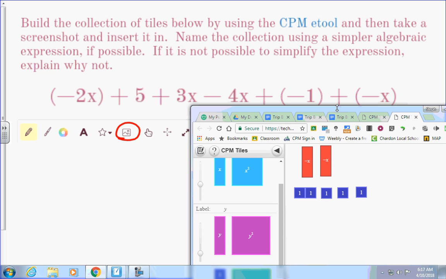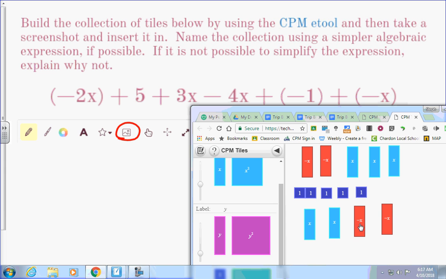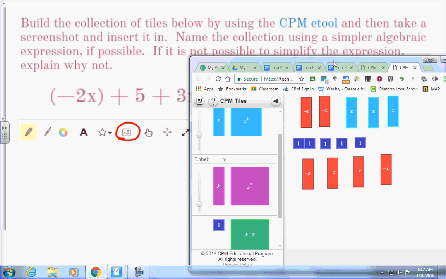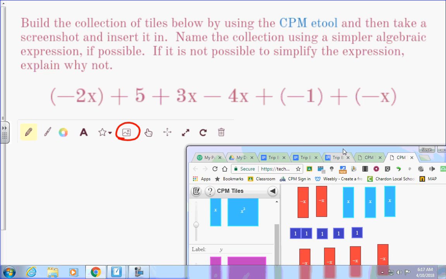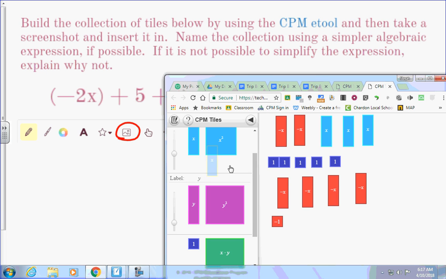Positive 3x. Minus 4x, which is the same as negative 4. A negative 1. And then a negative x. So this is what I want you guys to take a screenshot of.